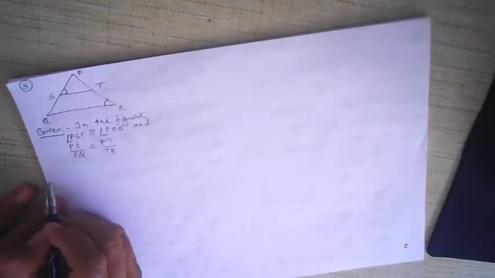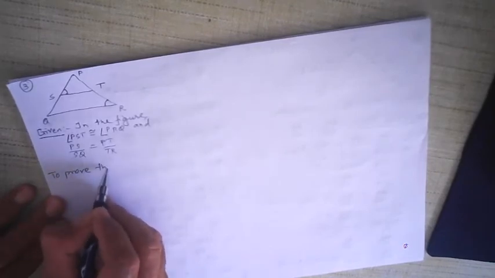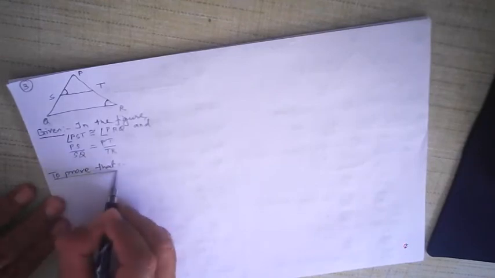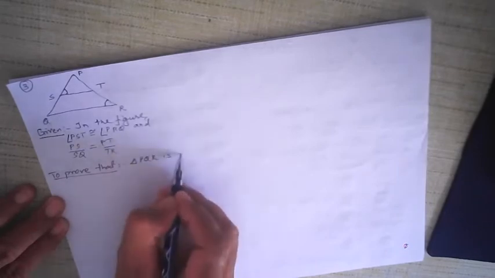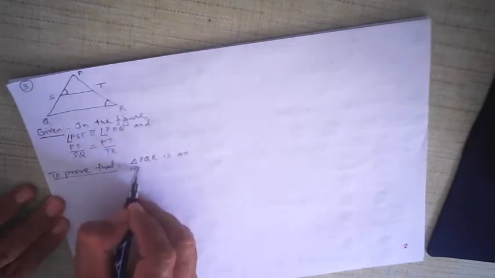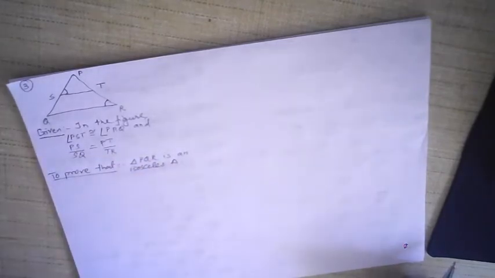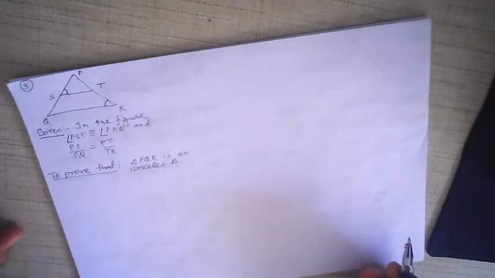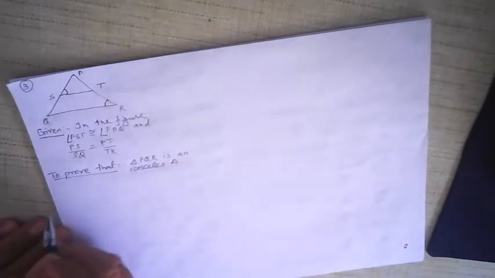And what are we supposed to prove? To prove that triangle PQR is an isosceles triangle. Now, what is an isosceles triangle? An isosceles triangle is a triangle in which any two sides are equal. So if I can prove two sides equal in this triangle PQR, then triangle PQR is an isosceles triangle. The point is, how do I prove two sides equal? Now let us see the proof.